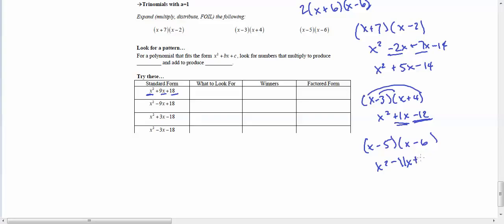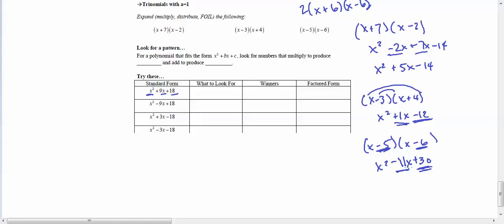Positive 30. Right. Okay, so here's the pattern that we want to see. This number is a result of these two numbers being multiplied by each other, right? And this number in the middle is a result of those two numbers being added together.